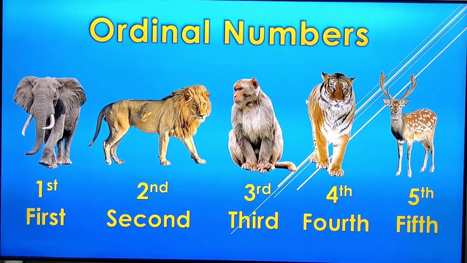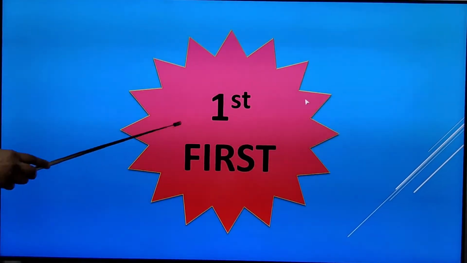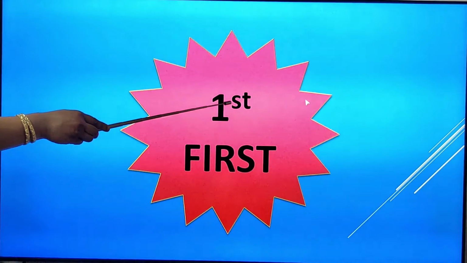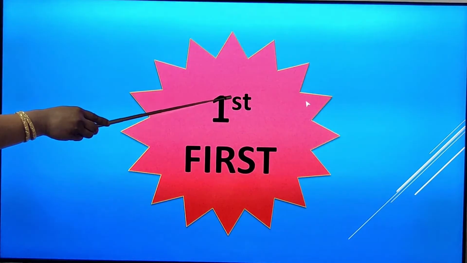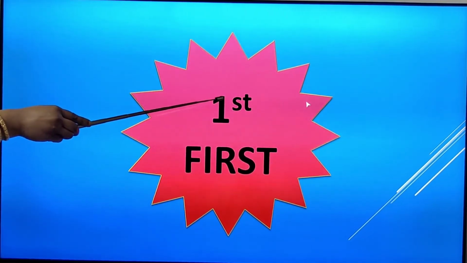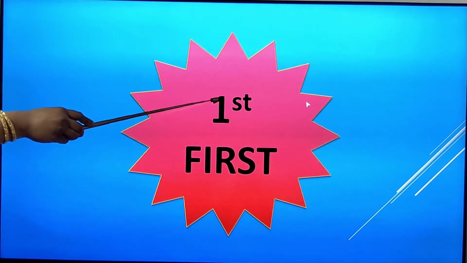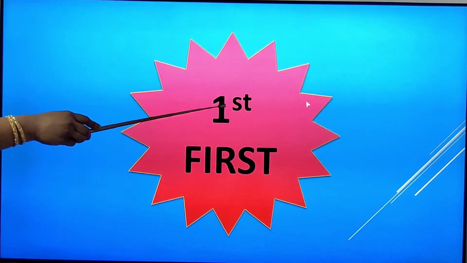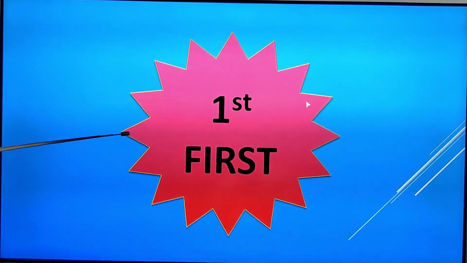Now let's see the spelling of ordinal numbers. First, F-I-R-S-T, first. Whenever we mention a number in the position, we will be adding on the top the extra letters ST to tell the exact position of that number. On top of 1, ST is written. If we write ST, it shows the position.